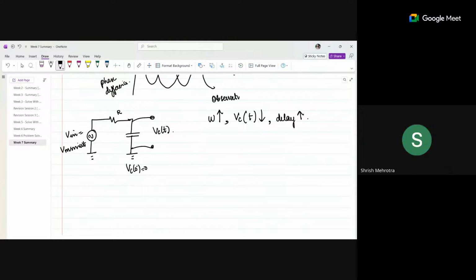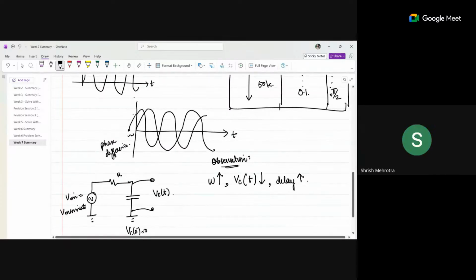The delay is basically the phase difference. Yes, phase difference, right? So it is the phase of the output voltage with respect to the input voltage. The difference between the two waveforms.